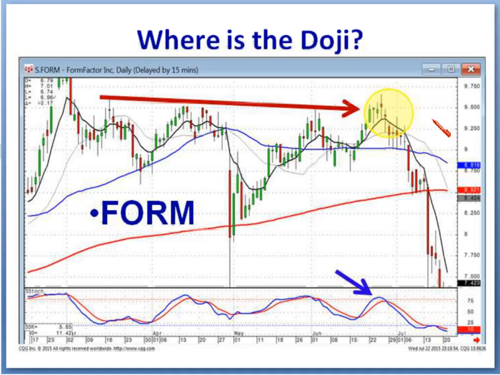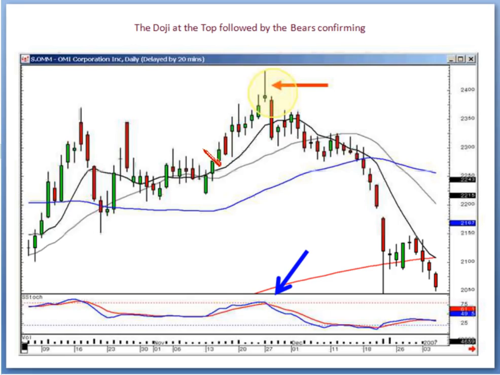It's almost instantaneous. When I started seeing dojis here, I could see they were having trouble getting through this level. They were in the overbought area. Start looking for selling. The more compelling a signal is, the more likely you're going to see a reversal.